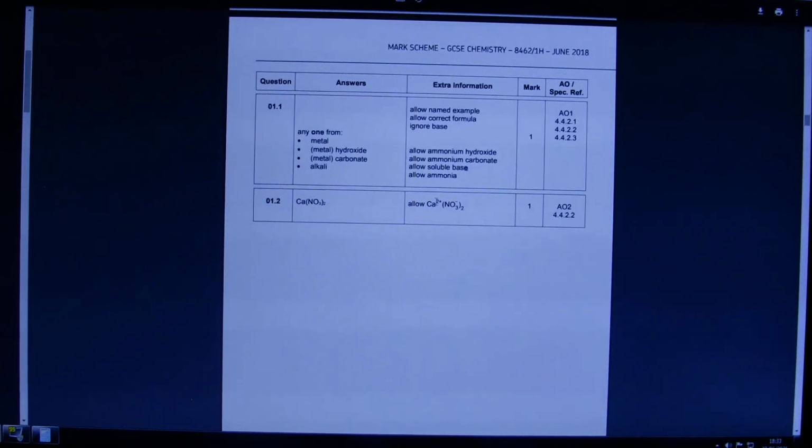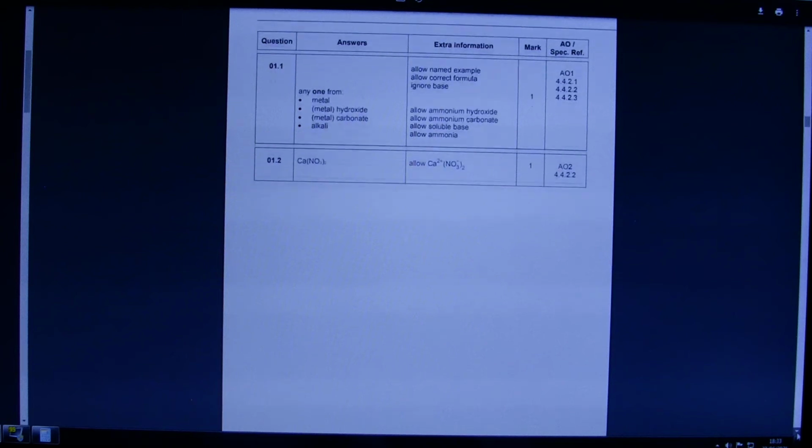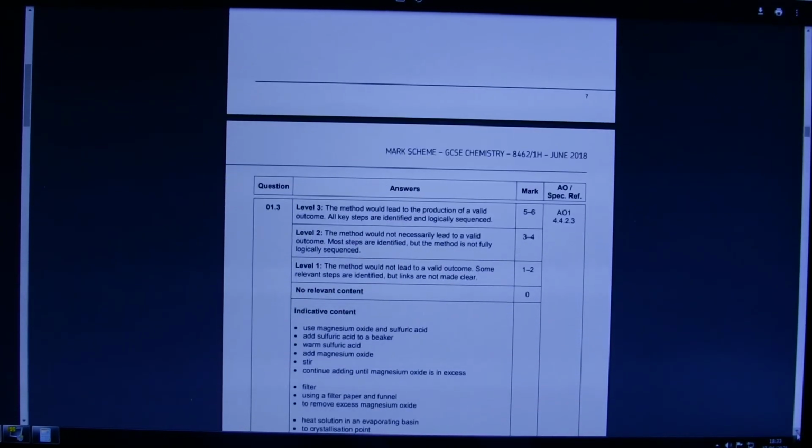Ca(NO3)2, allow it if they include the markings. Okay. Put brackets around NO3 and put the 2 afterwards. That's fine.